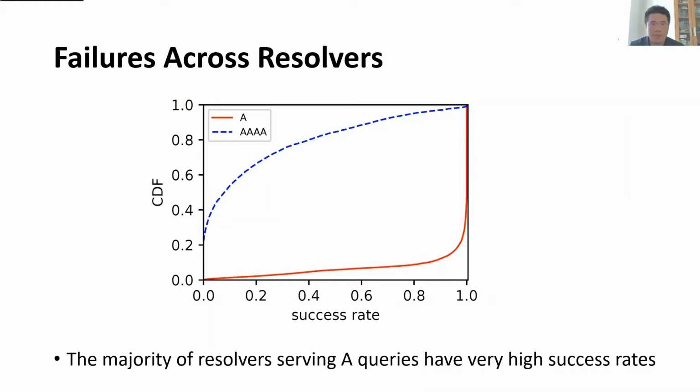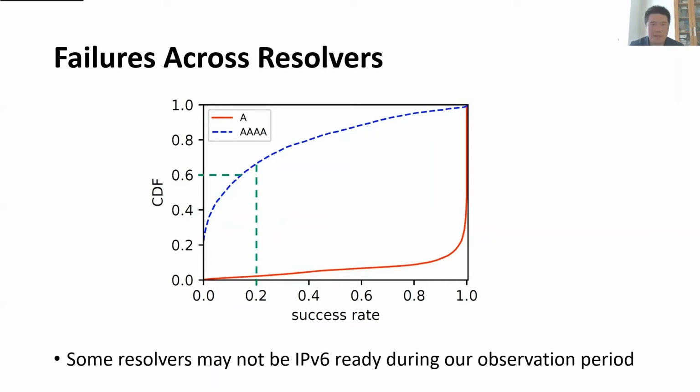The majority of resolvers have very high success rates when serving A queries. About half experience almost no failures. By contrast, 60% of resolvers serving AAAA queries can successfully resolve just less than 20% of their queries. Surprisingly, about 20% of the resolvers never succeed in resolving AAAA queries. These resolvers may not be IPv6 ready during our observation period.